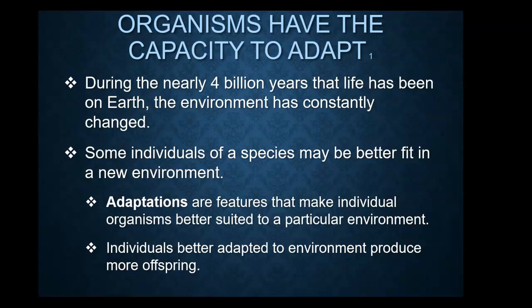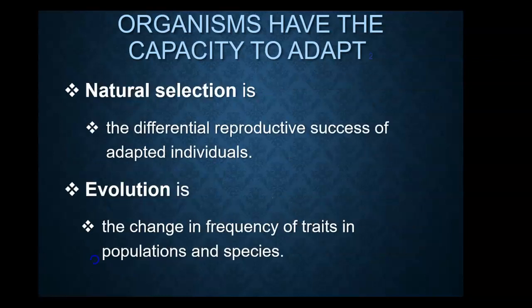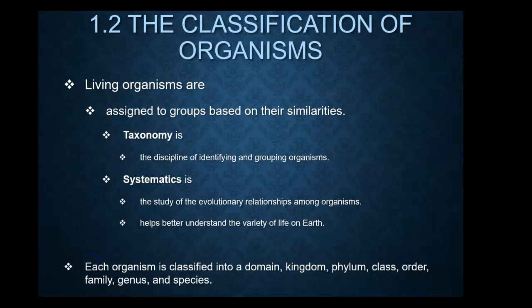So therefore we know that individuals better adapted to the environment produce more offspring. So natural selection, therefore, is the differential reproductive success of those adapted individuals. And then evolution is the change in frequency of those traits in the populations and species.